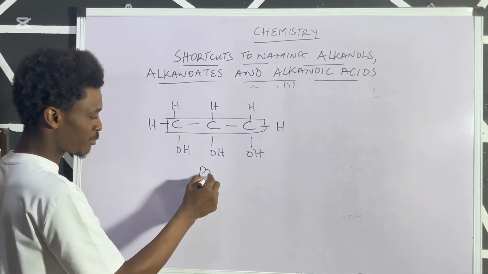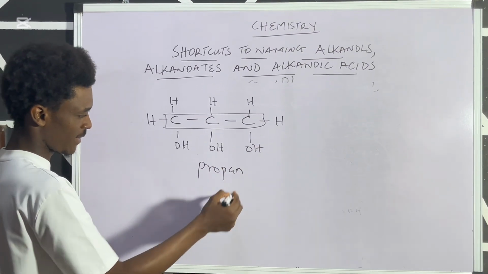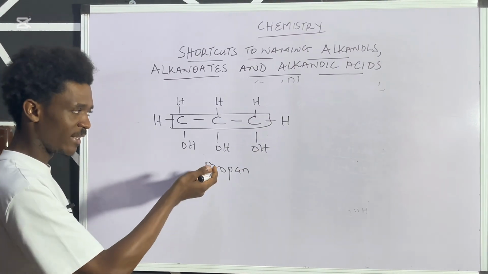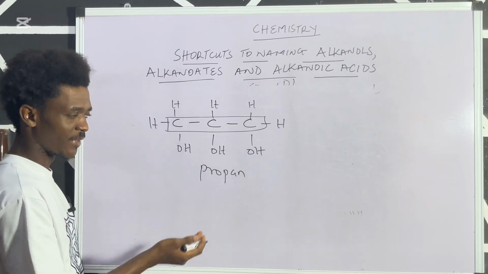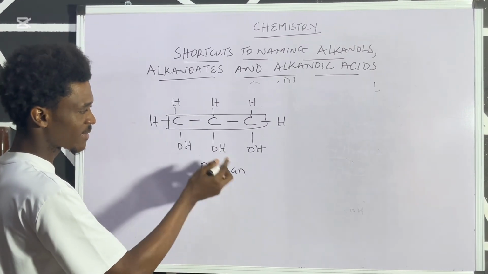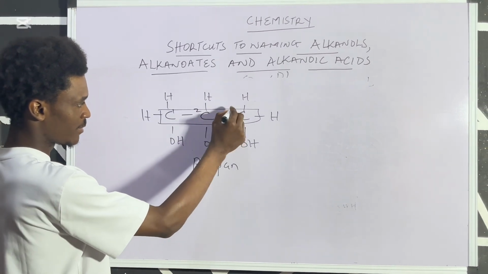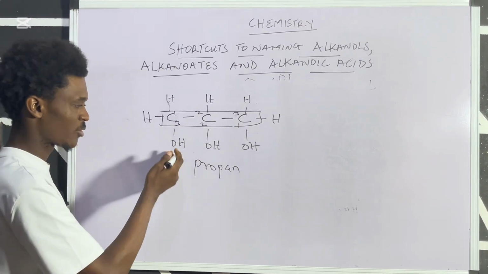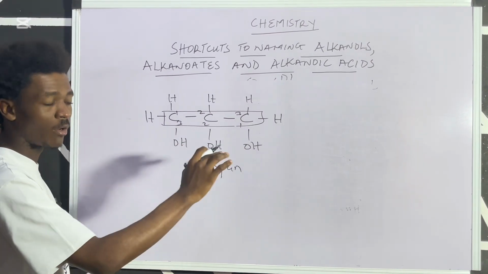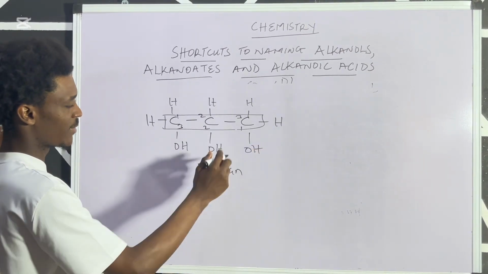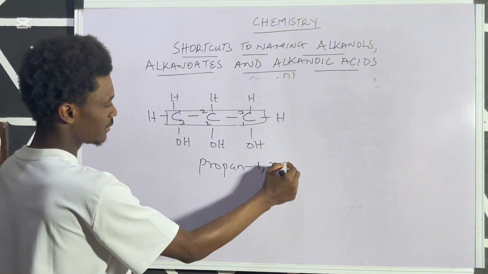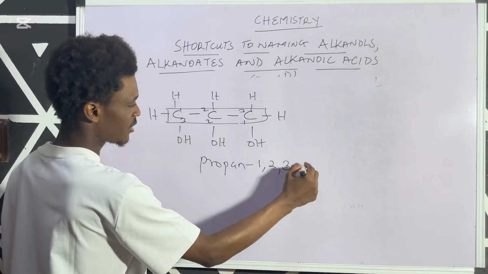So we start with propan. Why is it propan? Because assuming there were no OH and there were H here, then the name would have been propane. But now it's propan. Then next, we number forward and backward of the carbons. 1, 2, 3. It's the same thing because we are having OH in all the carbons. So hence, we can say propan-1,2,3-triol.